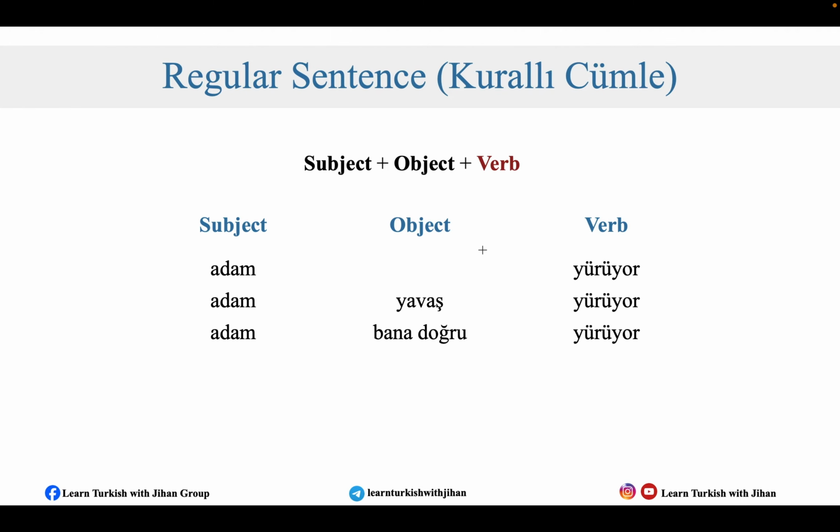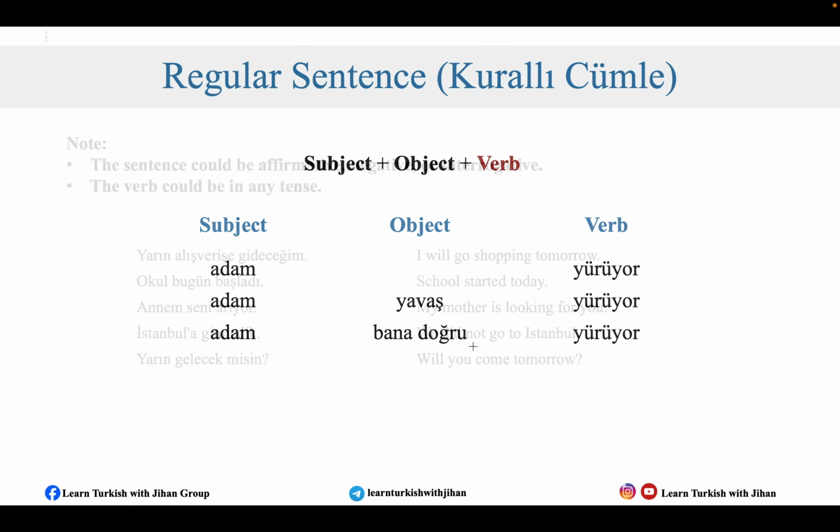Adam yavaş yürüyor. The man is walking slowly. So I have a subject, object, and yürüyor, the verb. So here in the object, it might be anything, any information other than the subject and the verb. Finally, Adam bana doğru yürüyor. The man is walking towards me. So towards me is something in between the subject and the verb. So this is the idea of a regular sentence.